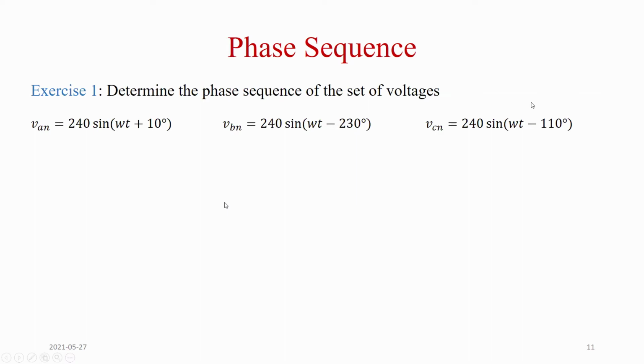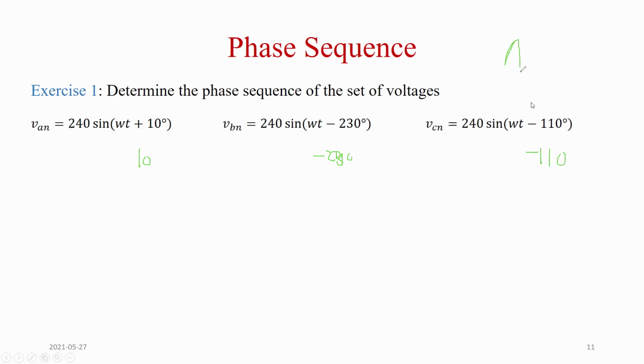Now we get to exercises, and in exercises, you're going to start to learn this. Here is what we have: 3 phases, 3 voltages. They have the same magnitude, so they're basically coming from the same generator. Then there are angles in between. The angle here is 10. The angle here is minus 230. Sorry, 230. The phase angle here is minus 110. The question is, what is the sequence here?